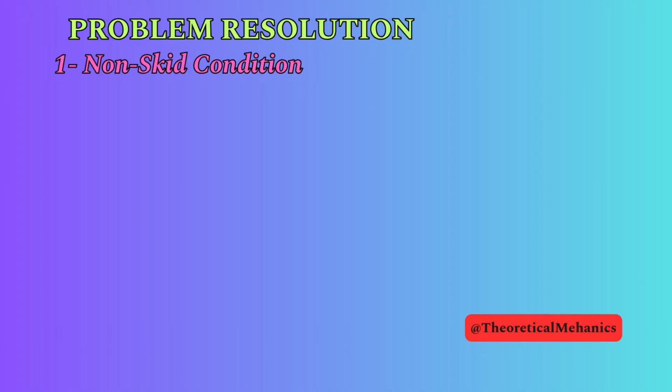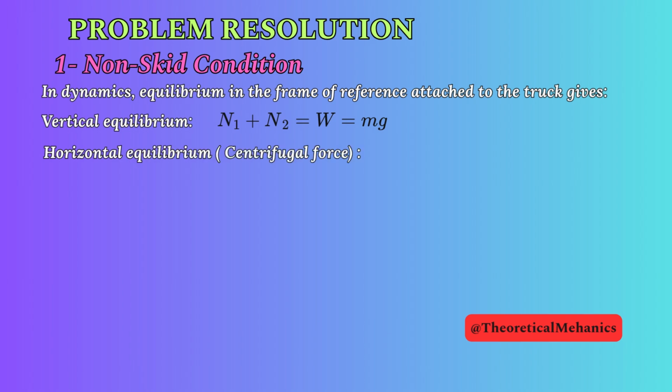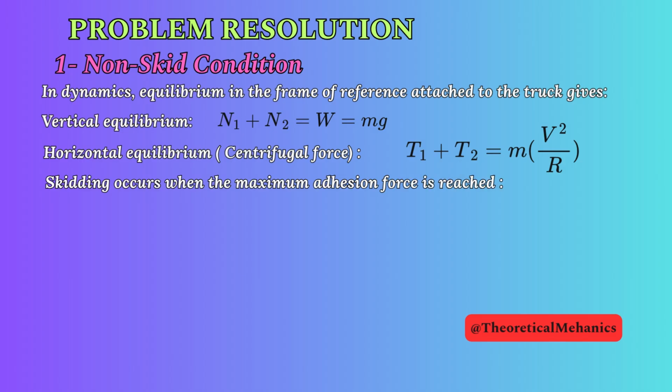1. The condition of no skidding. Dynamic equilibrium in the frame of reference attached to the truck gives vertical equilibrium: N1 plus N2 equals the weight, equal to mg. Horizontal equilibrium with the centrifugal force and the tangential components: T1 plus T2 equals m times v squared over r, the centrifugal force. Skidding occurs when the maximum adhesion force is reached.